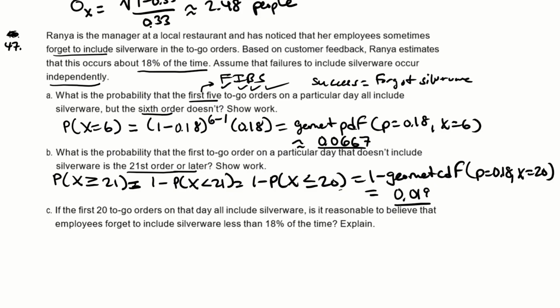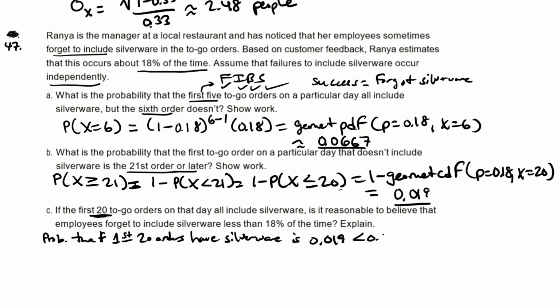All right, if the first 20 to-go orders on that day all include silverware, is it reasonable to believe that employees forget to include silverware less than 18% of the time? Okay, well, first off, the probability that we get 21 or more is 0.019, right? So the probability that the first 20 orders have silverware is 0.019, which is less than the 5%.